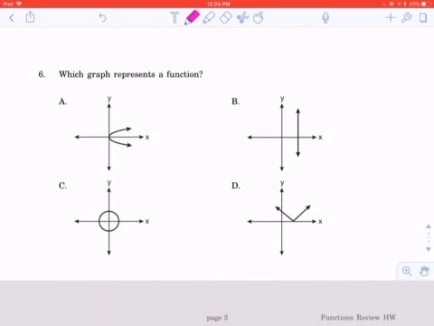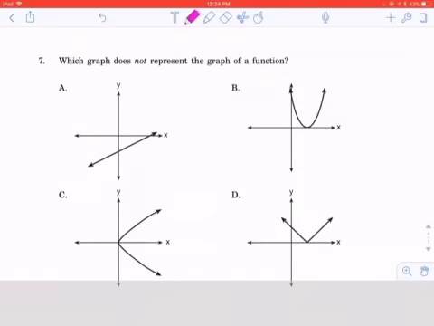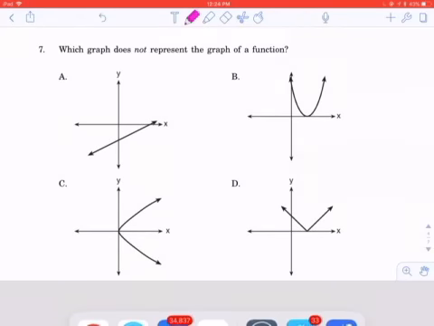Which represents a function? The only one that passes the vertical line test, which is D. Fails it, fails it, fails it. Choice D. You could draw a vertical line anywhere in this graph and it would intersect in just one place. Which does not represent a function? Choice C. Choice C fails the vertical line test. All the others pass.